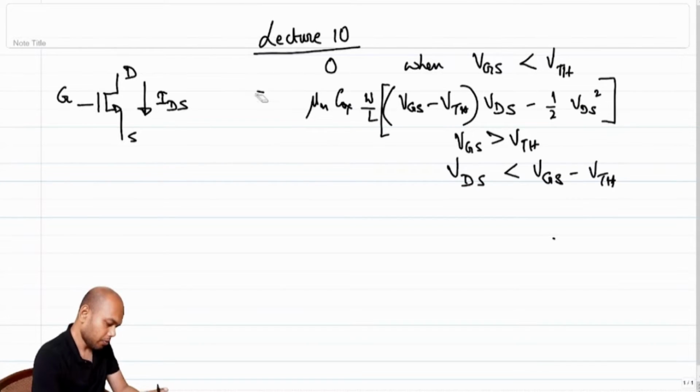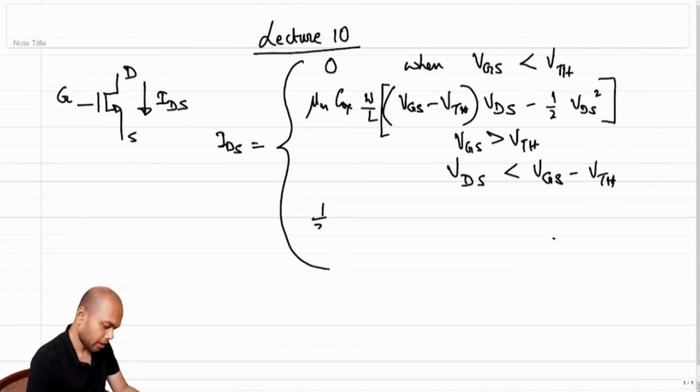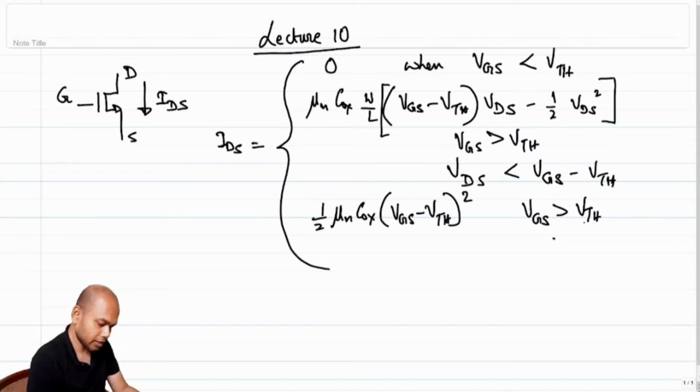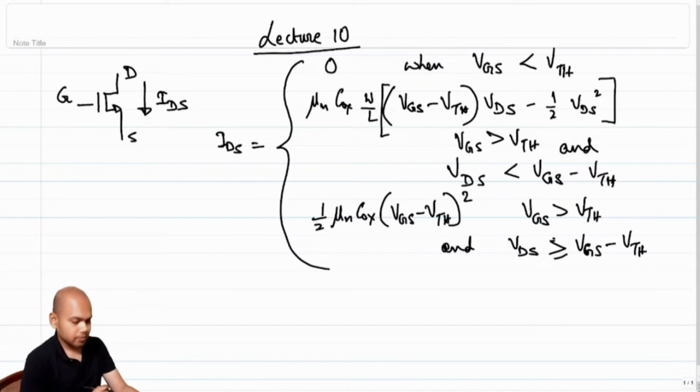And we have one more region of operation, which is where the current is half mu n C ox, VGS minus threshold voltage whole square, under the condition that, of course, again VGS has to be greater than threshold voltage and VDS has to be greater than or equal to VGS minus the threshold voltage, right?